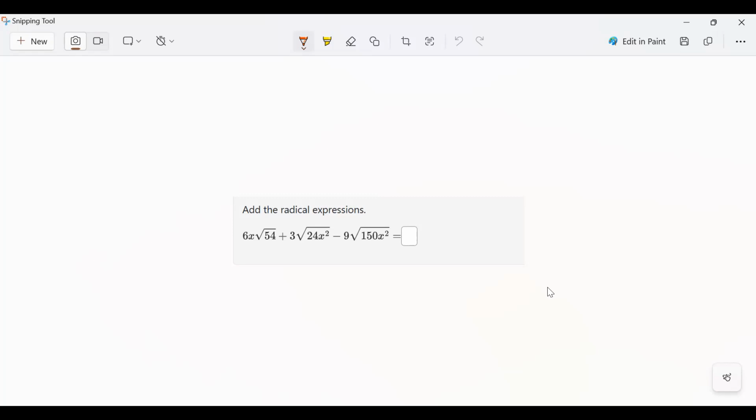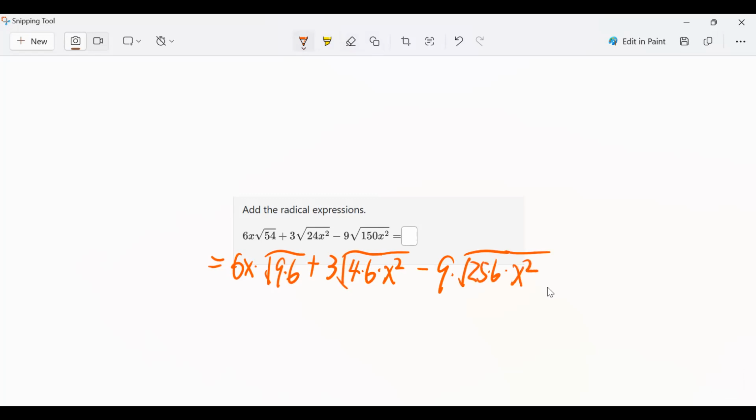Okay, let's go over the solution. First of all, break down the 54 as 9 times 6. 9 is a perfect square. And for 24, it will be 8 times 3. No, it's not. 4 times 6, right? Not 8 times 3. It's 4 times 6. 4 is the perfect square going into 24. So 4 times 6 x squared. For 150, you do 25 times 6 x squared.